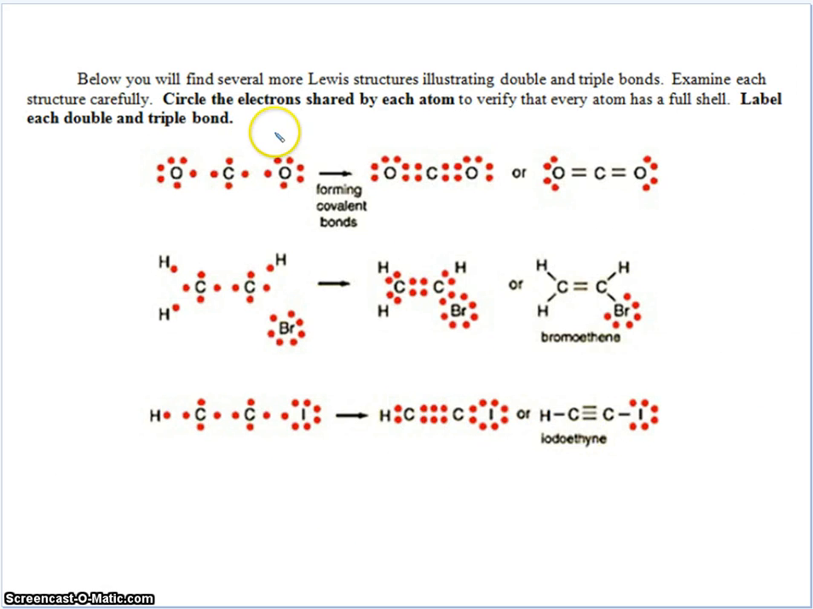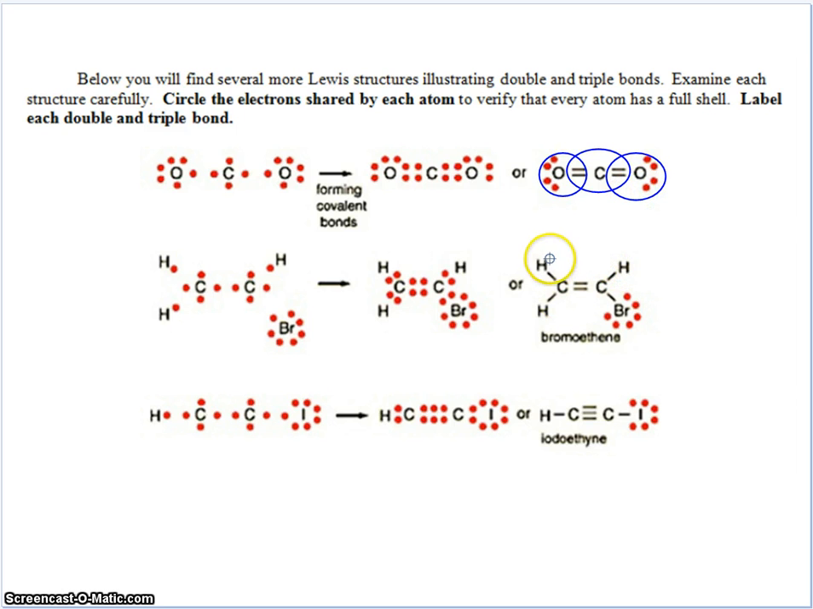Alright. So more Lewis structures illustrating double and triple bonds. Examine each structure carefully. Circle the electrons shared by each atom to verify that every atom has a full shell. Label each double and triple bond. Okie doke. So it says circle the atoms shared by each atom. So this would be oxygen, right? Here's the other oxygen. And then here's the carbon. There's 2, 4, 6, 8. Who do we appreciate? Mr. Larkin? No. Well, yes, of course. So each bond counts as 2, remember? So that's 8, 8, 8.